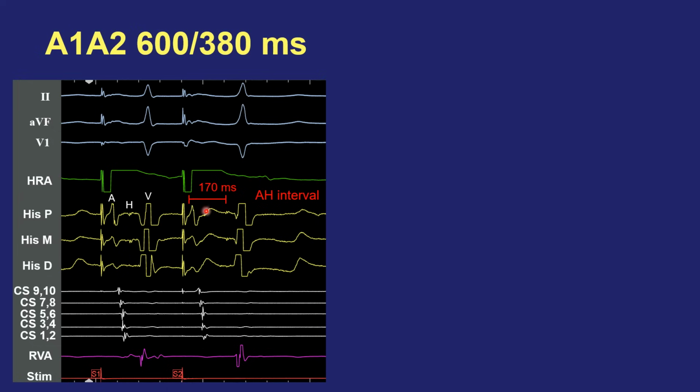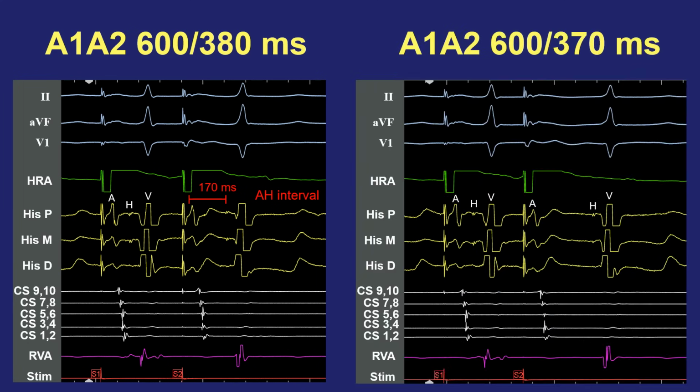I'm just showing you a sooner pacing pulse to compare to the next one that I'm about to show you, so that we see what this jump looks like with respect to intracardiac electrograms. So here is the 600 380 millisecond A1, A2 scenario.